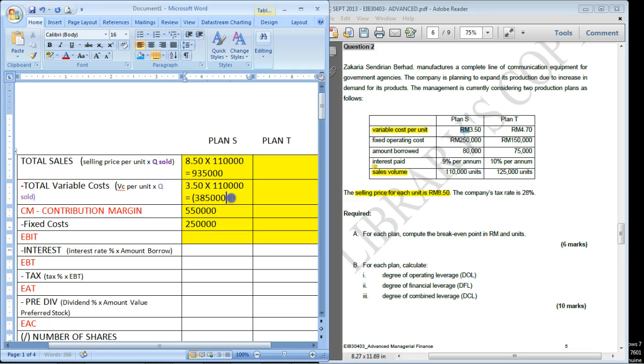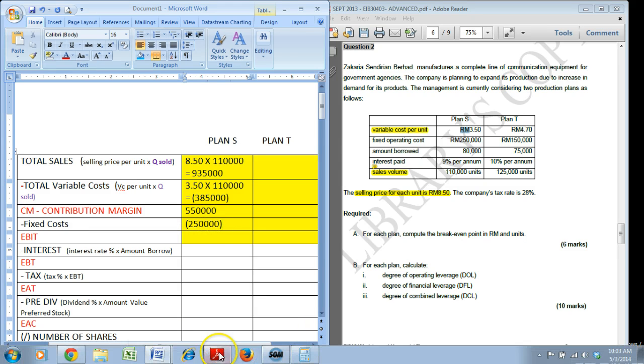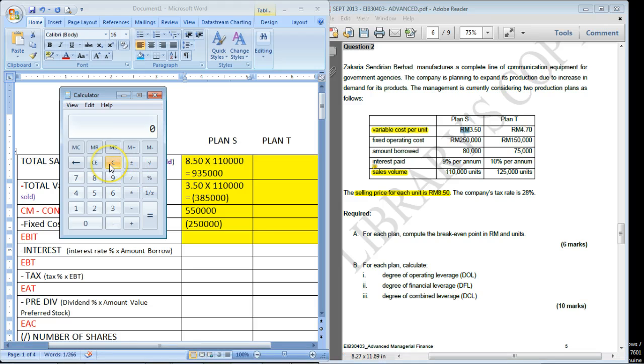So how to find your EBIT? Minus, we can put it like this: fixed cost minus. Alright, so 55,000. Remember, this is not negative, okay? This bracket is to show minus. If you don't want to do bracket, never mind. The important thing is you do minus here. 550 minus 250, you will get 300,000.